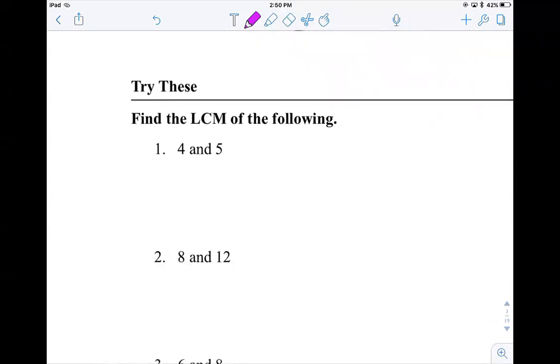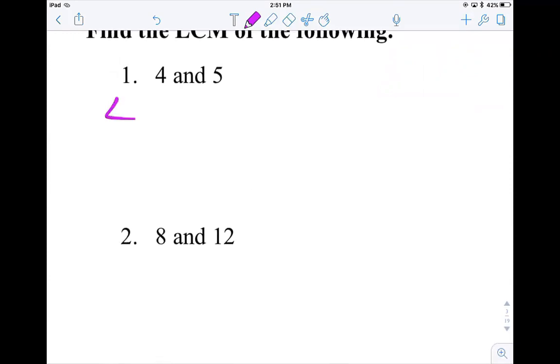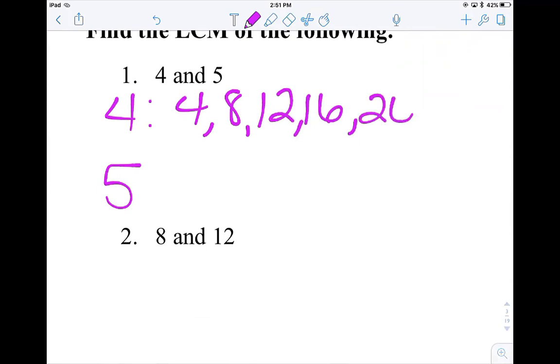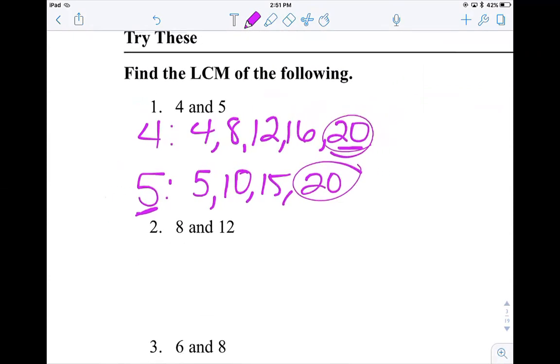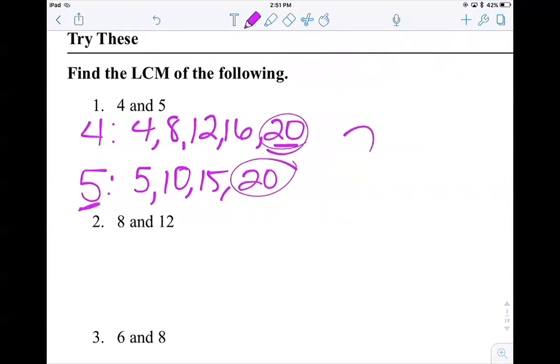So let's take a look at number 1. So we have 4 and 5. So I'm going to do 4. I'm going to do 5. So 4, my 4 times tables is 4, 8, 12, 16, 20. And I'm going to stop there because I know 20 is a multiple of 5. So if I go and do my 5s, I have 5, 10, 15, 20. Well, there is my lowest or my least common multiple. So LCM for 1 is going to be 20.